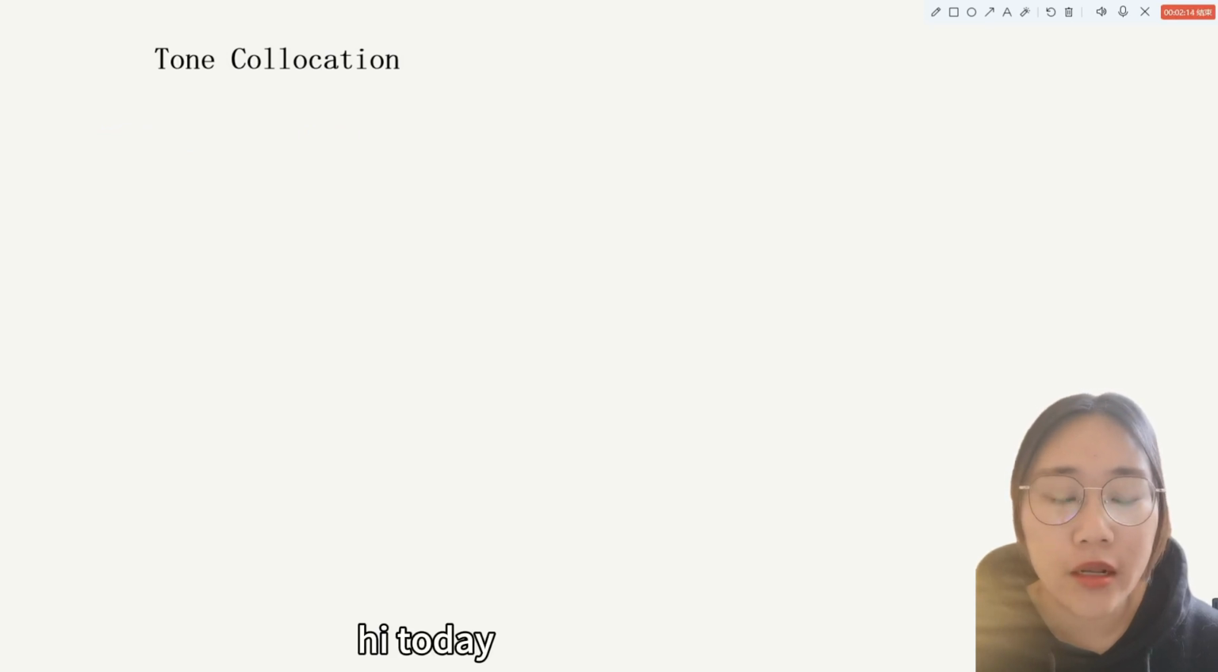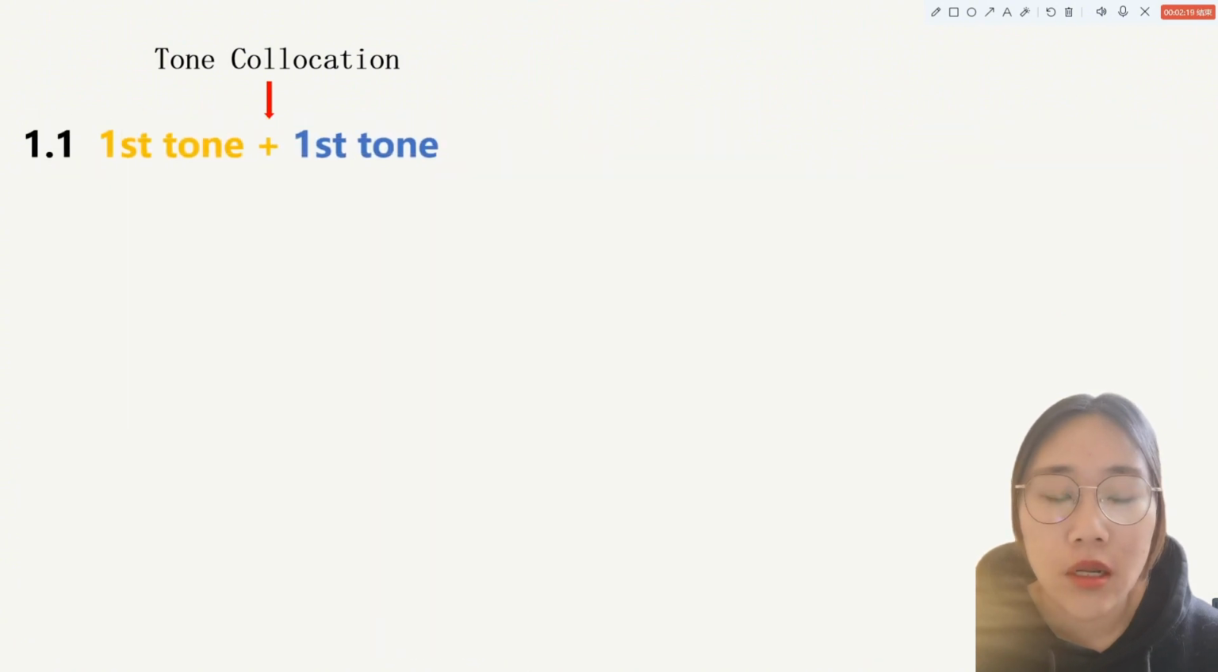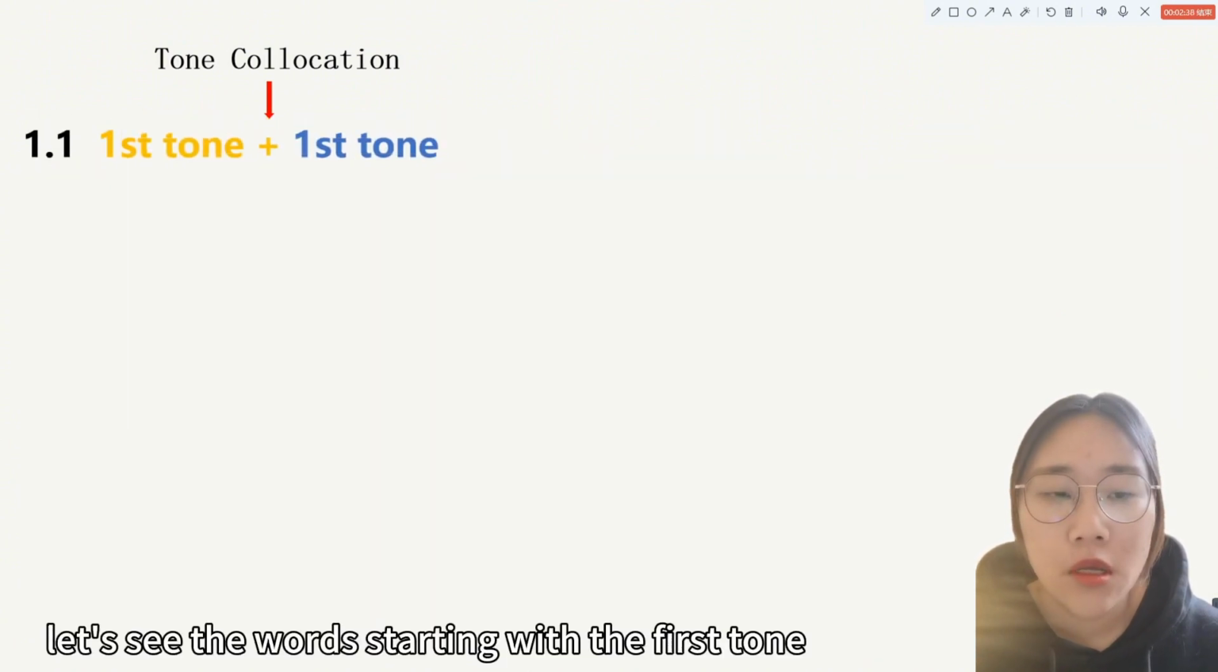Hi, today let's learn tone collocation. First, let's say the words starting with the first tone.